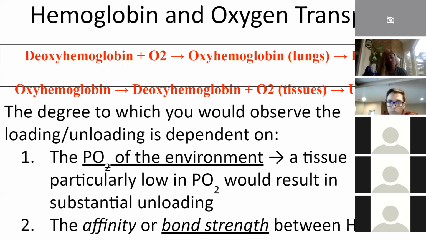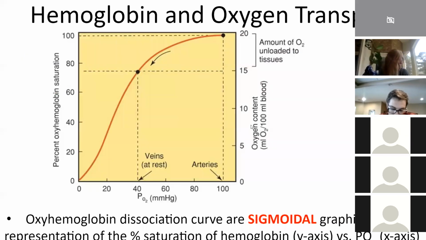And so the degree to which you would observe loading or unloading in a given tissue is essentially dependent on one of two things: the oxygen concentration of the environment on the one hand, and then the affinity or bond strength between the hemoglobin and the oxygen on the other. Okay, so let's look first at this graph.